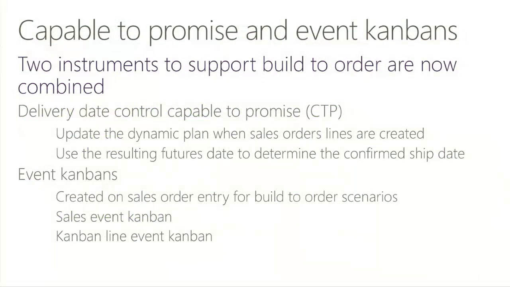So capable to promise and event Kanbans are 2 important instruments to support build to order scenarios, and they're now combined since R2. The delivery date control, capable to promise, updates the dynamic plan and uses the resulting future state to determine the confirmed ship date. Then the event Kanbans are created on sales order entry for build-to-order scenarios, where in our scenario you have sales event Kanbans, and then a second step, the Kanban line event Kanban. So it's a two-step build-to-order process that we're modeling here.